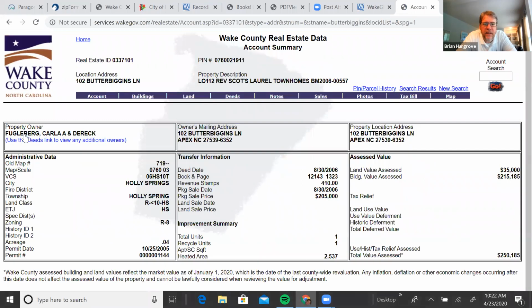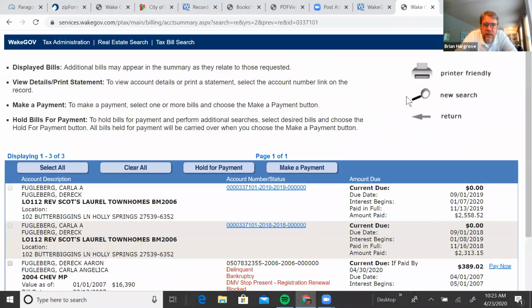So let's say that instead you're going to go buy this property in Apex, right? And on the MLS, you see 102 Butterbiggins Lane, Apex, North Carolina. And your client wants to buy this property. And you're filling out this offer to purchase for them, right? And you know, Brian said, go to tax records and great, everything looks great. It's Apex, everything's great. But Brian said to also check the tax bill just to make sure that everything looks good. So we look at the most current tax.